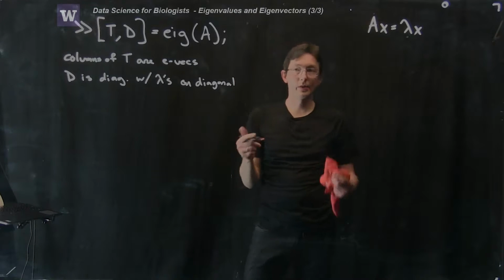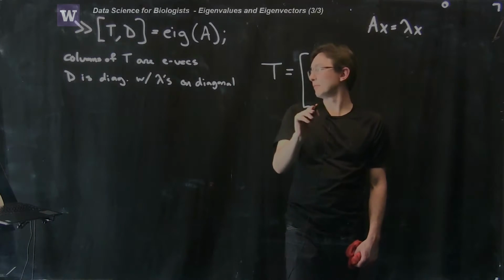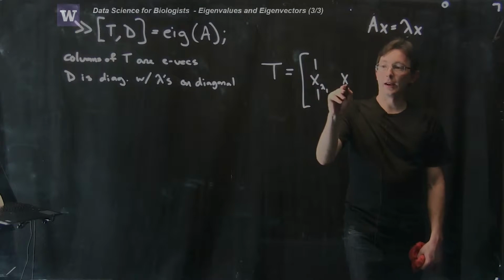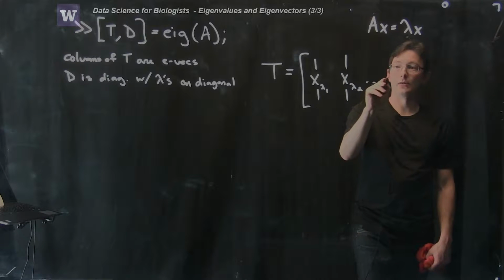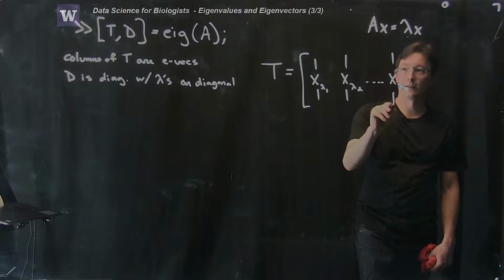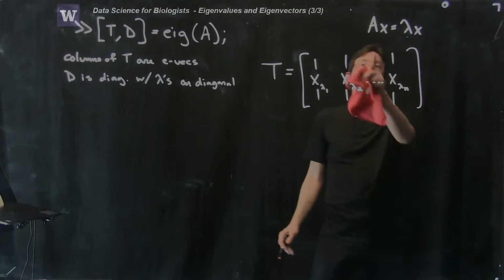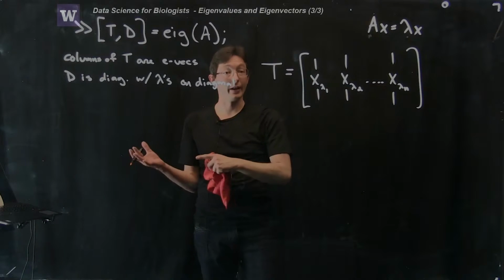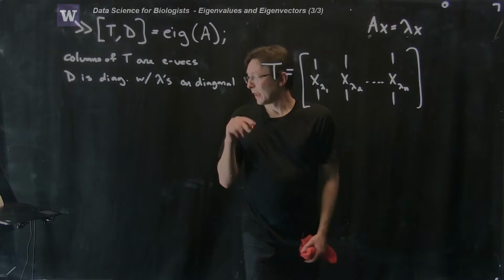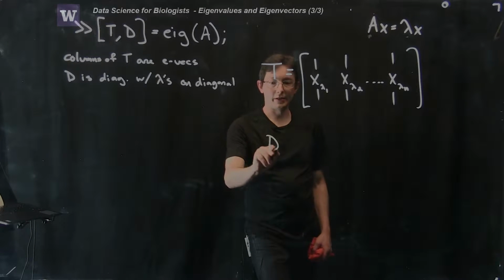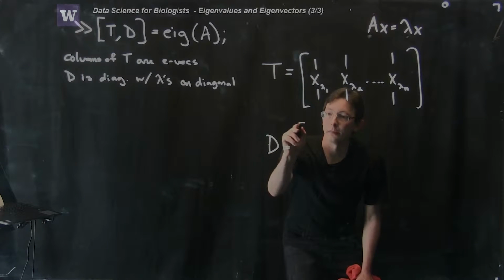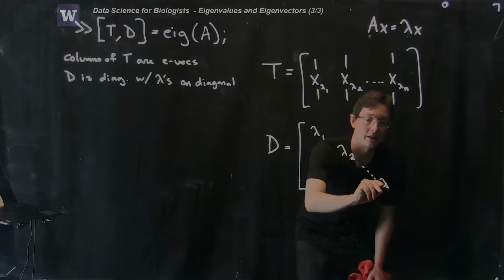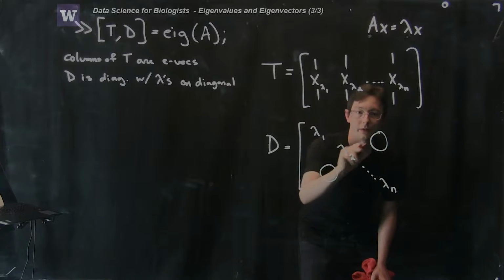So this is what I get. I basically get this big T matrix, which is x corresponding to my first eigenvalue, x corresponding to my second eigenvalue, and so on, up to x corresponding to my nth eigenvalue if I have an n by n A matrix. Remember, if I have an n by n A matrix, then I'll get exactly n eigenvectors and n eigenvalues. And this D matrix that I get out is a purely diagonal matrix of lambda 1, lambda 2, all the way down to lambda n, zeros everywhere else.